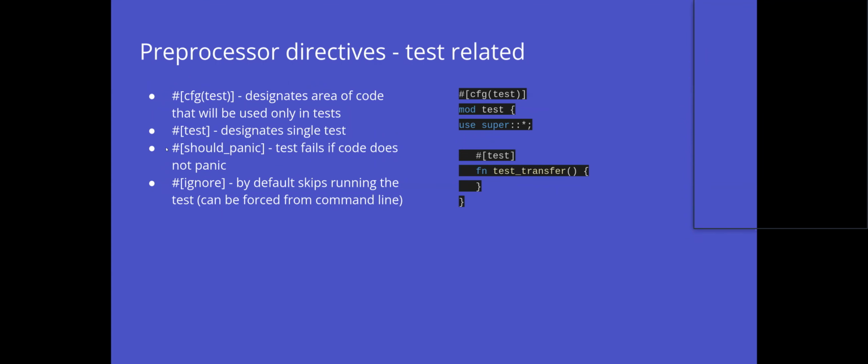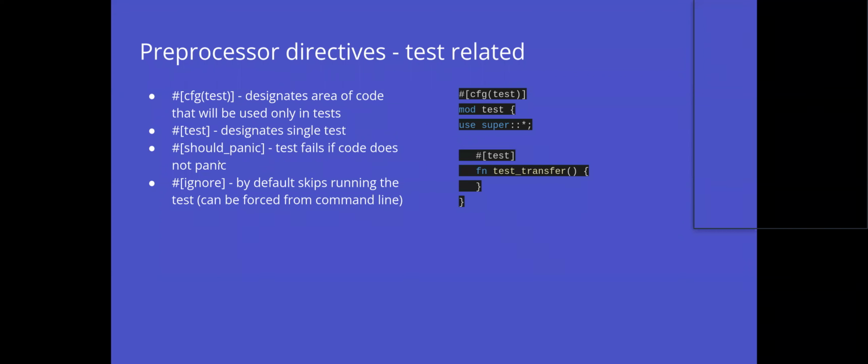We already have two more preprocessor directives which are accessible to us. The first one is should panic. So we can write tests that need to pass, but also tests that we know will fail. For example, if you would like to make a test for NFT transfer that we know should fail because it is initiated by someone other than the owner, then we can mark this test as should panic. And if the test panics, then it's okay and it will be marked as okay.